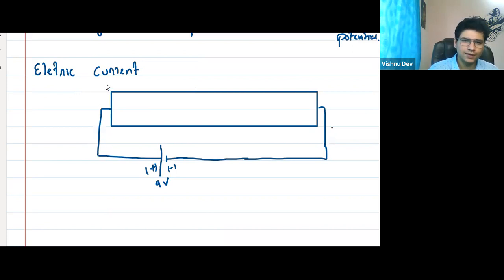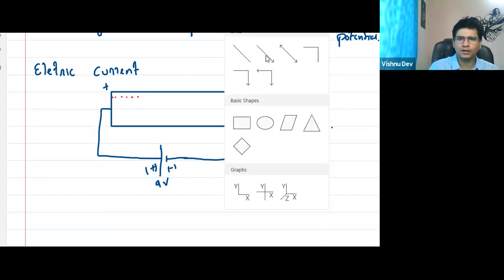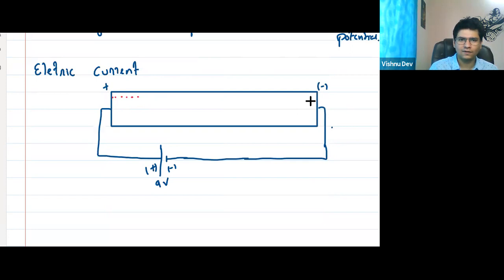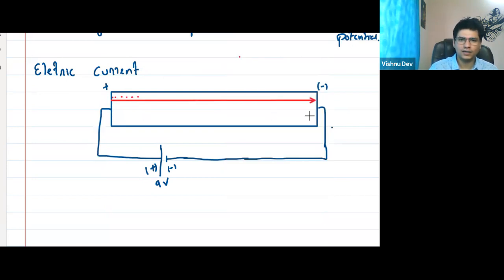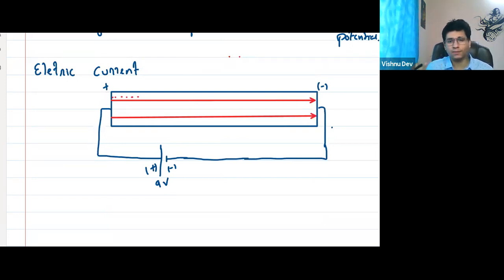So I can say, sir, this is at higher potential and this point is at lower potential, right? Agree? So what do you think would happen inside the conductor? Don't you think, sir, since it is higher potential, the electric field will be like this? Electric field will be from positive to negative, like this. Agree? Think about it logically. We will not mug up. Logically, we'll think.